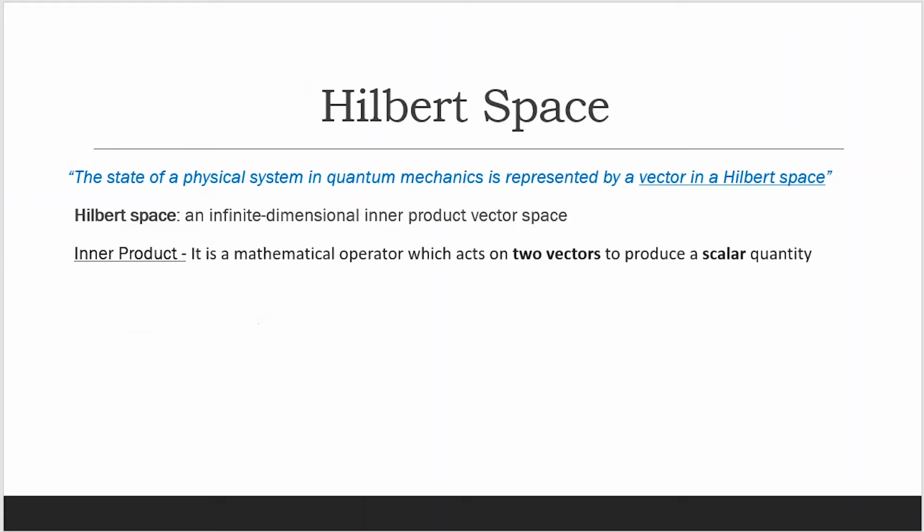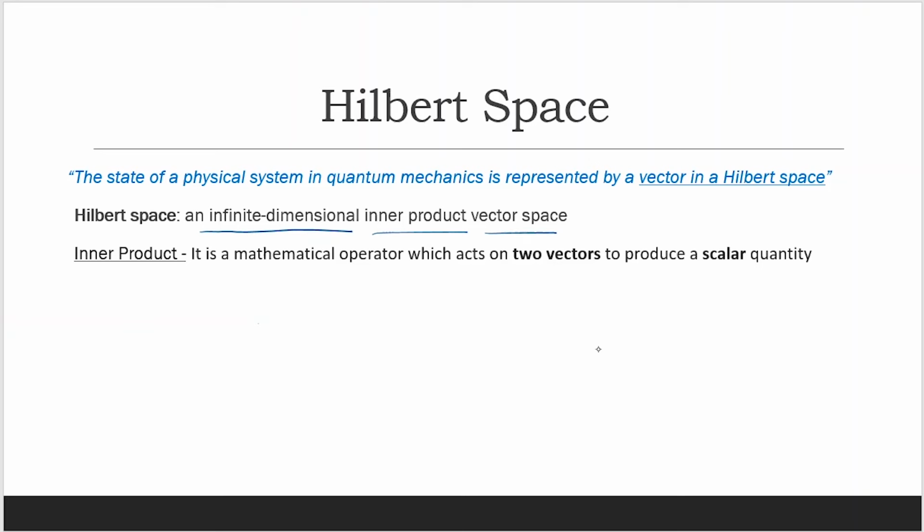To define a state of a physical system in quantum mechanics we require vectors. So this is a space consisting of all the vectors which we require to describe a physical state of a system in quantum mechanics. We name this space Hilbert space after the physicist David Hilbert. So what is a Hilbert space? It is an infinite dimensional inner product vector space.